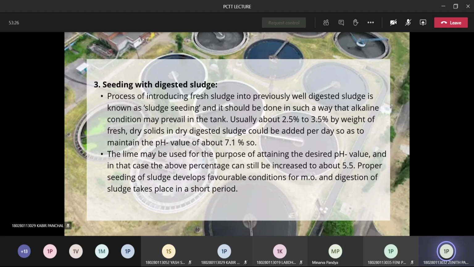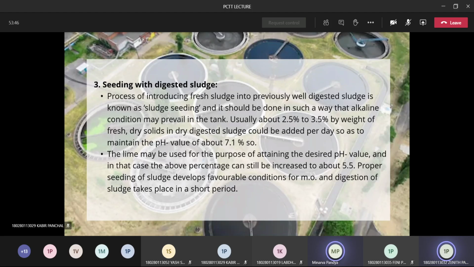Next slide. The third factor is seeding with digested sludge. So first and foremost, what is sludge seeding? The process of introducing fresh sludge into previously well digested sludge is sludge seeding, and it should be done in such a way that alkaline conditions prevail in the tank.